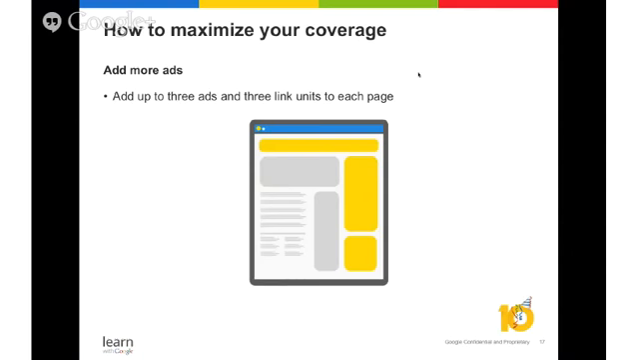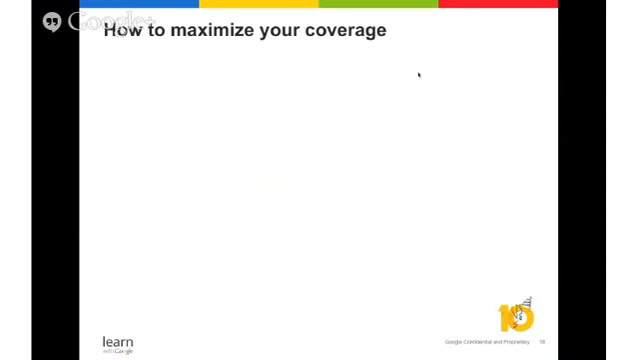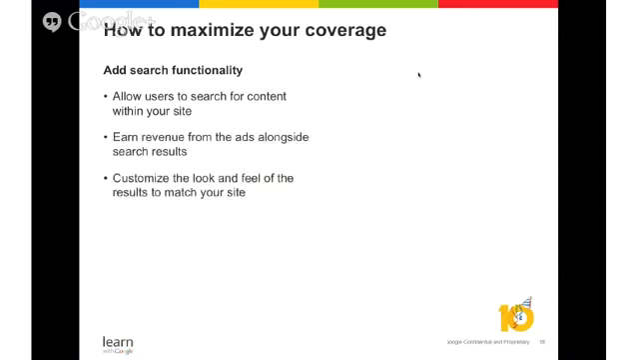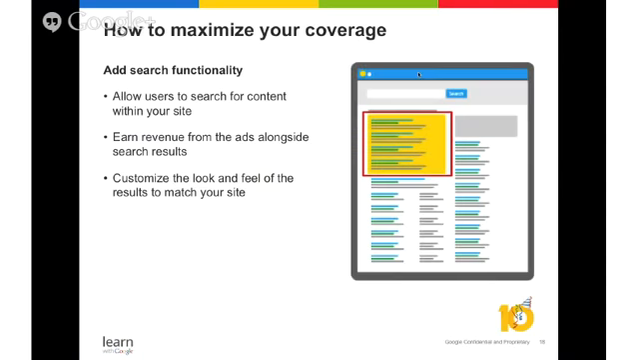So there are a couple of different ways that I like to think about maximizing your coverage besides placing those 3 ads. One is to add search functionality. We do have products, custom search ads as well as custom search engine, that allow you to use the Google.com-esque text ads that are really targeted to a user query.